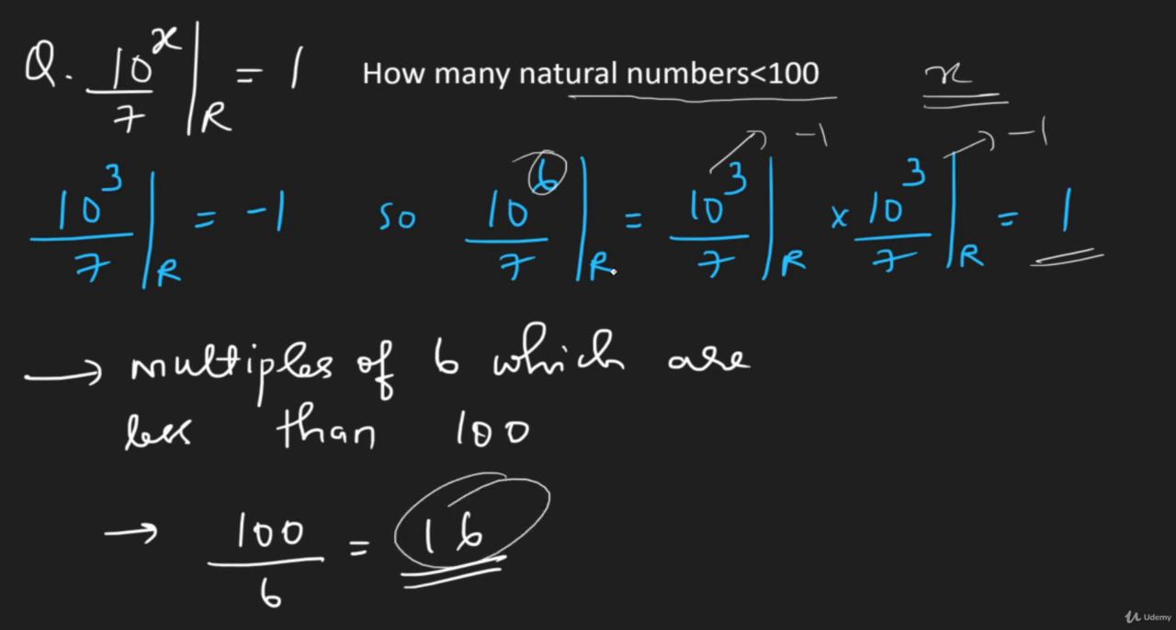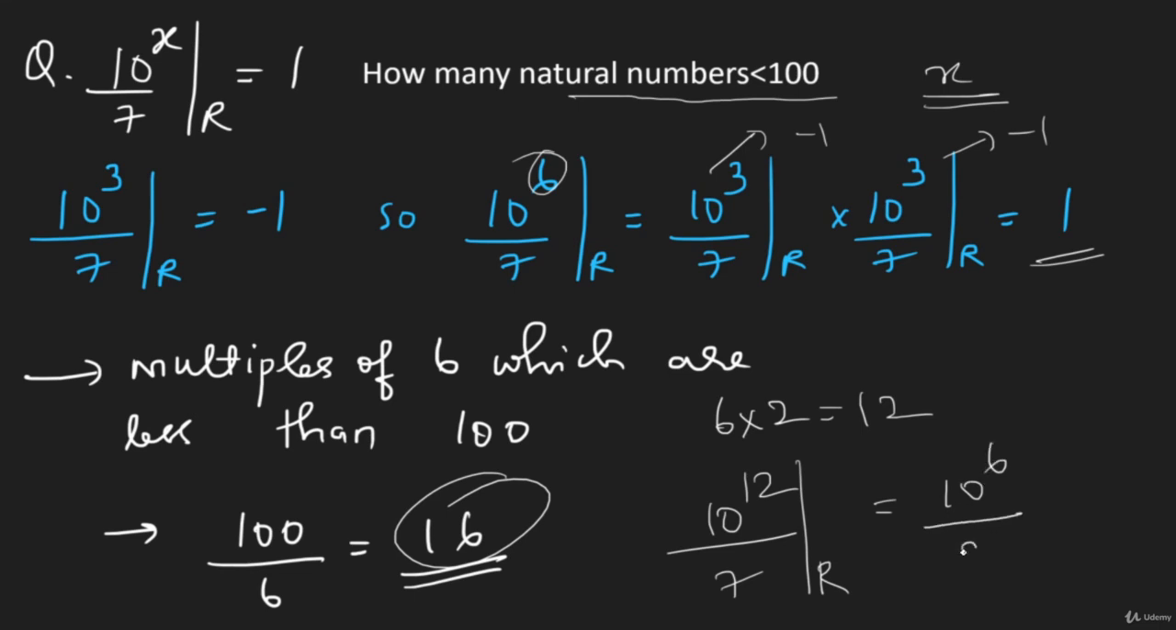Now, why does this work? Let's just take an example. Say for example, 6 into 2 is equal to 12. Now, if you do 10 to the power 12 divided by 7, and if you want to find the remainder, that's nothing but 10 to the power 6 divided by 7 remainder into 10 to the power 6 by 7 remainder, right?